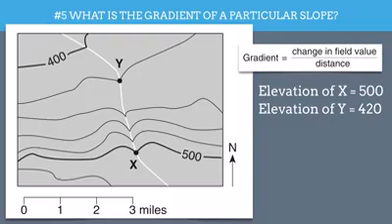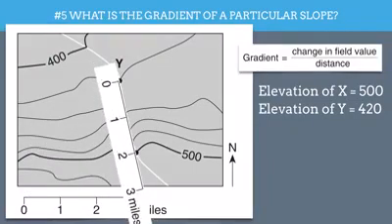So I've got my change in field value. It changes from 500 to 420. Now I need to know the distance for the bottom of the formula. To get the distance, we have to use the map scale. What you would do is line it up with points x and y, like so. And I see that x and y are a distance of 2 miles away from each other. So, distance equals 2 miles.